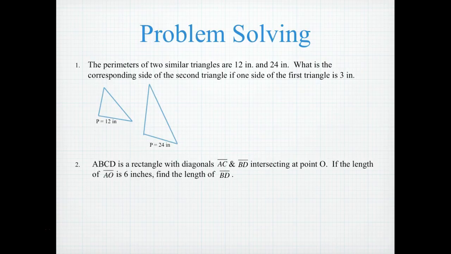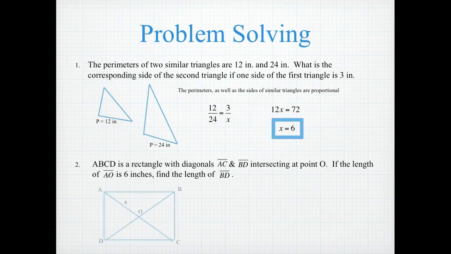Now if my first triangle has a side of 3 inches, I need to find what the corresponding side of triangle 2 is. So I know that the perimeters as well as the sides of similar polygons are proportional. So I set up my proportion as 12 over 24 is equal to 3 over x. I find the cross product and isolate my variable, and I get x equal to 6. So if I had a side of length 3 in my first triangle, its corresponding side in the second triangle would have to be 6.